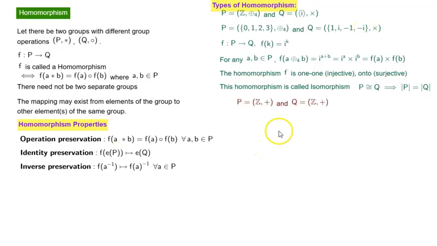Now let's take another example. Now remember I mentioned that we don't necessarily have to take two separate groups. Here, for clarity's sake, I have put it as two separate groups.